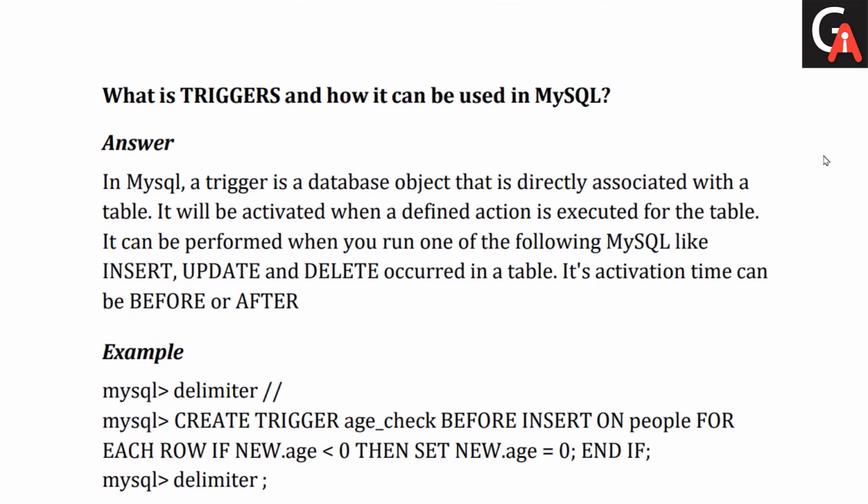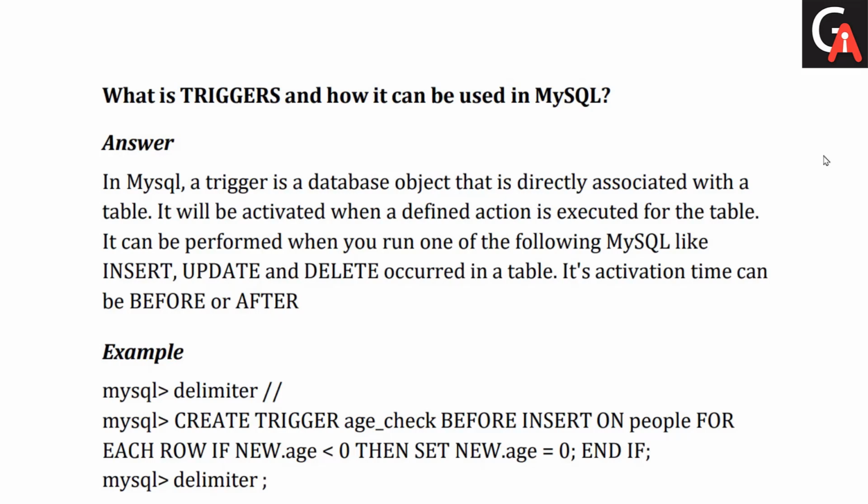What are triggers and how can they be used in MySQL? In MySQL, a trigger is a database object that is directly associated with the table. It will be activated when a defined action is executed for a table. It can be performed when you run one of the following SQL commands: insert, update, and delete. Its activation time can be before and after.